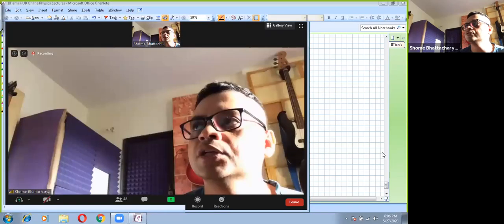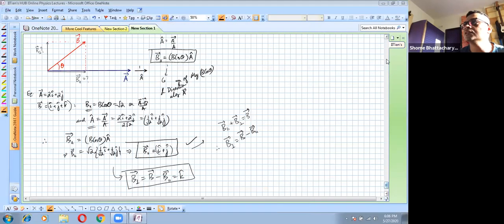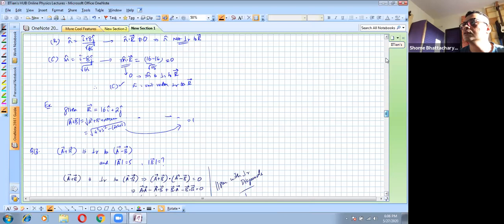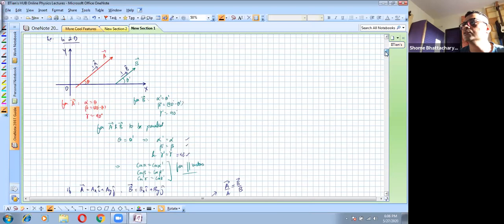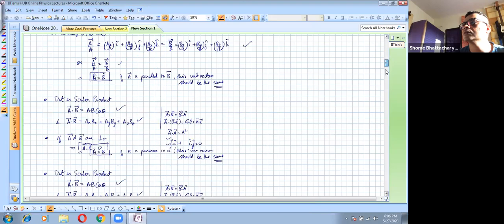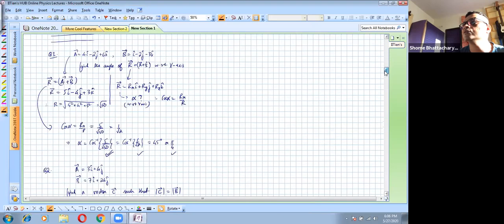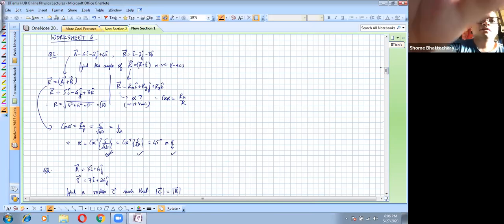For the sake of completeness, I'm just sharing question number 1 from the worksheet's solution, because you missed that earlier today. Yeah, so this is the solution of question number 1. Okay, and rest of you, that's it.